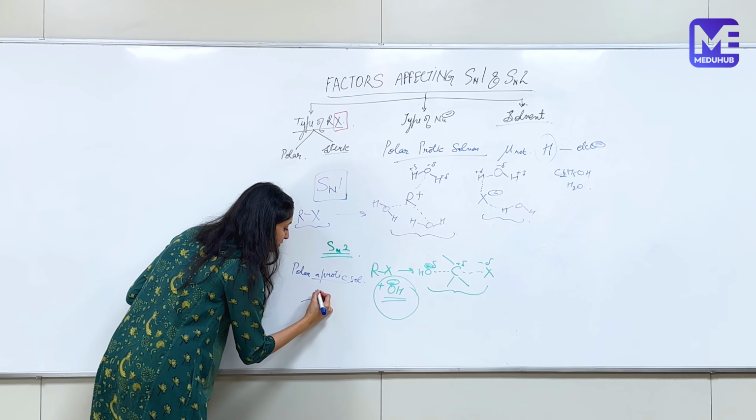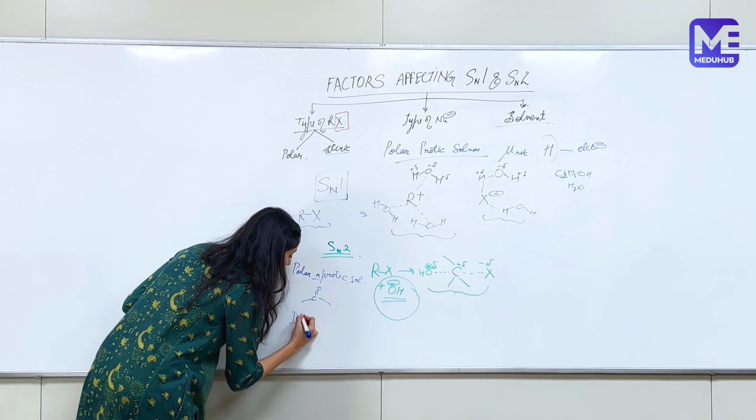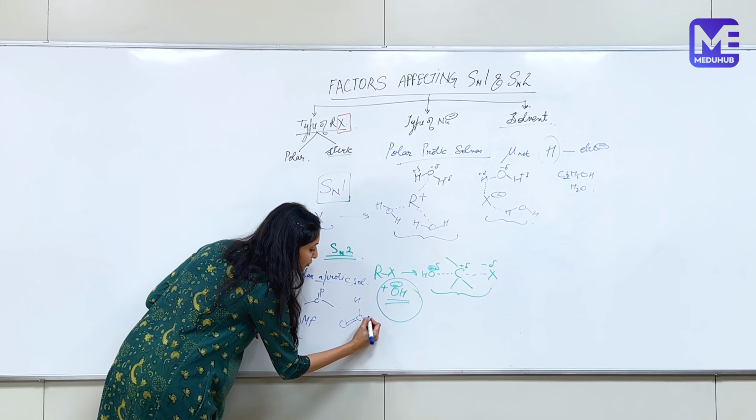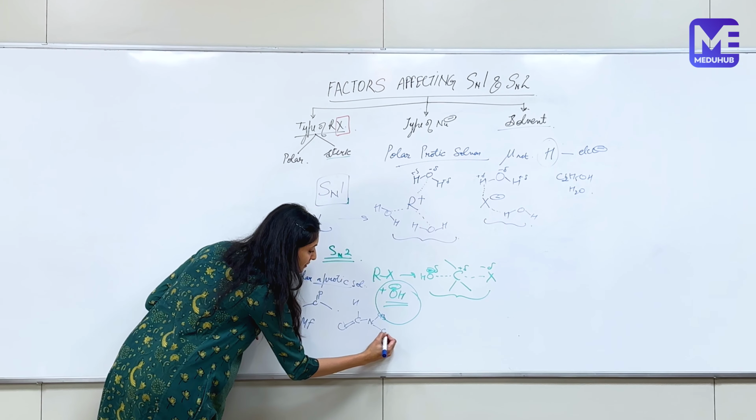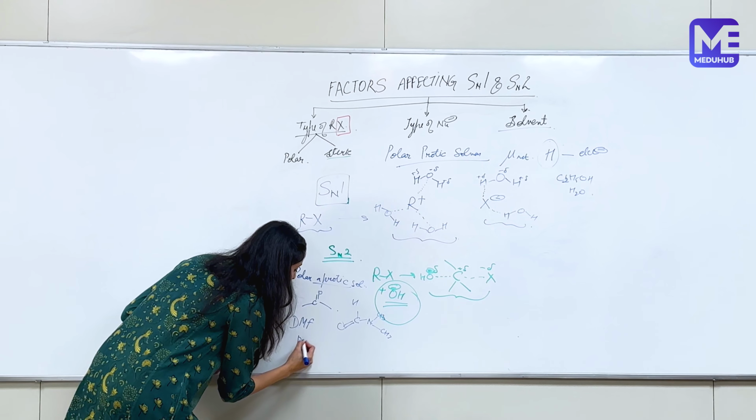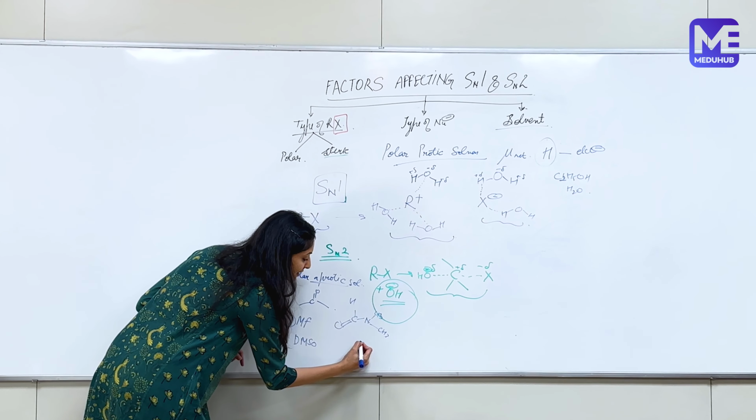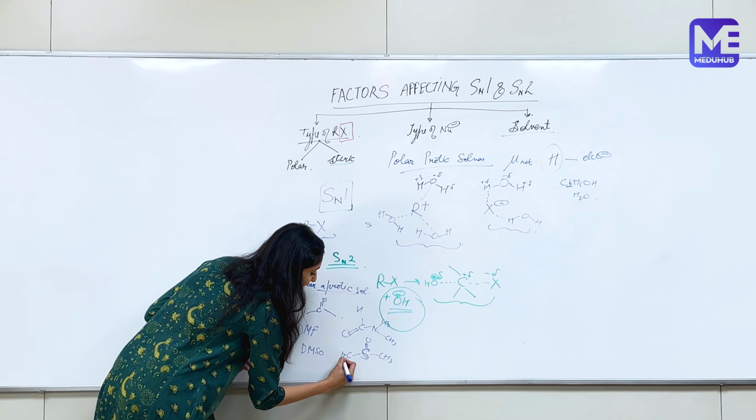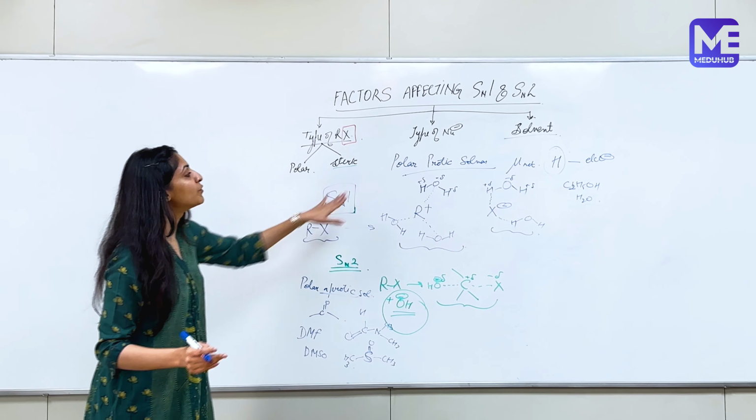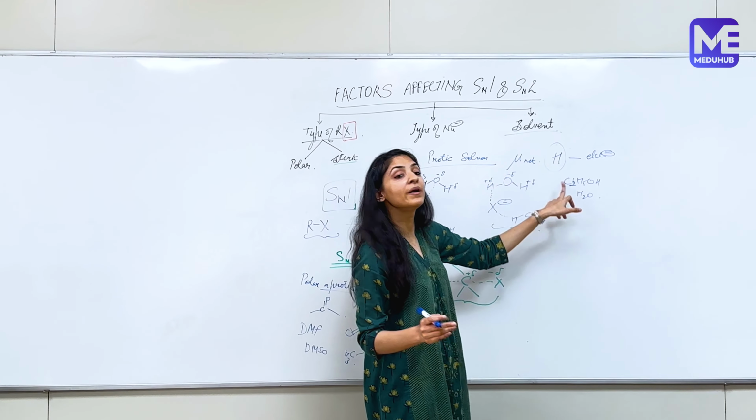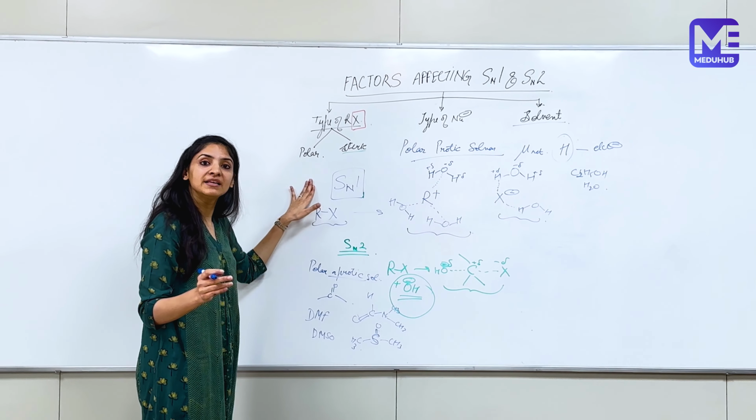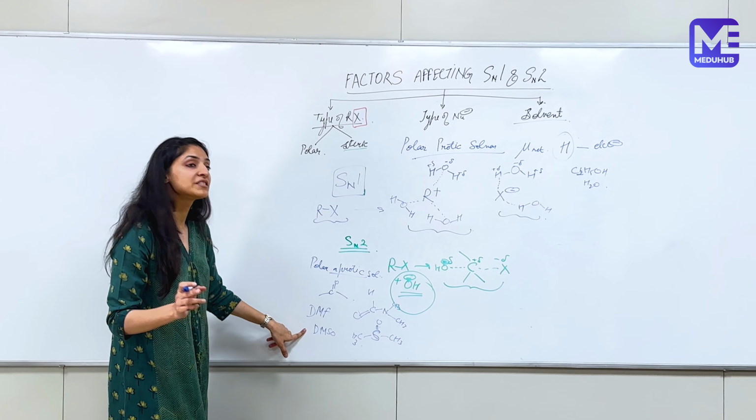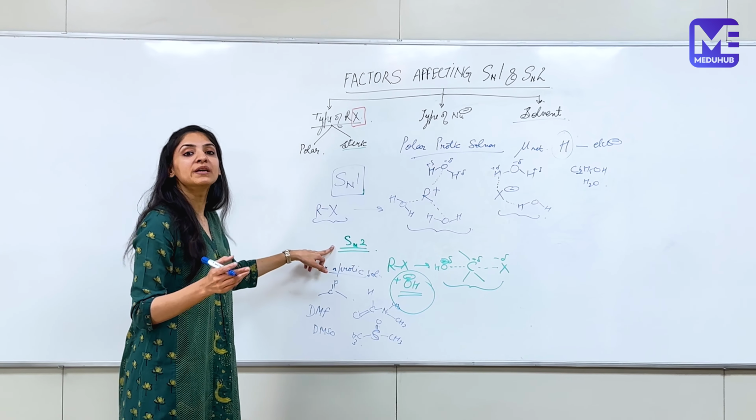Examples are acetone or dimethyl formamide, DMF, or DMSO, dimethyl sulfoxide. So in case of a polar protic solvent like C2H5OH, H2O, an Sn1 mechanism will take place, and in case of a polar aprotic solvent like DMF, DMSO or acetone, an Sn2 mechanism will be favored.